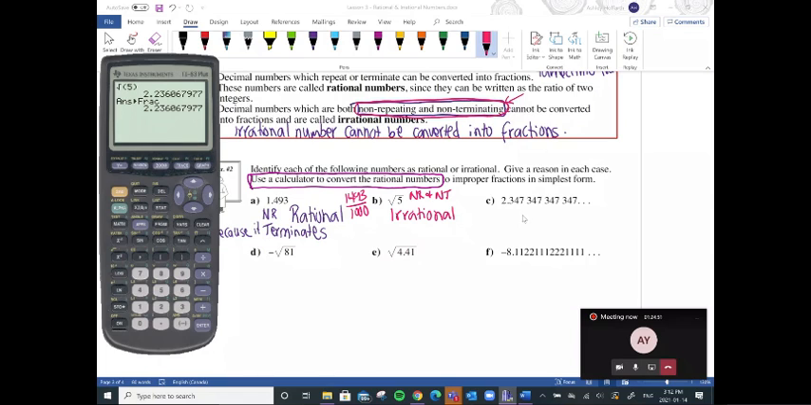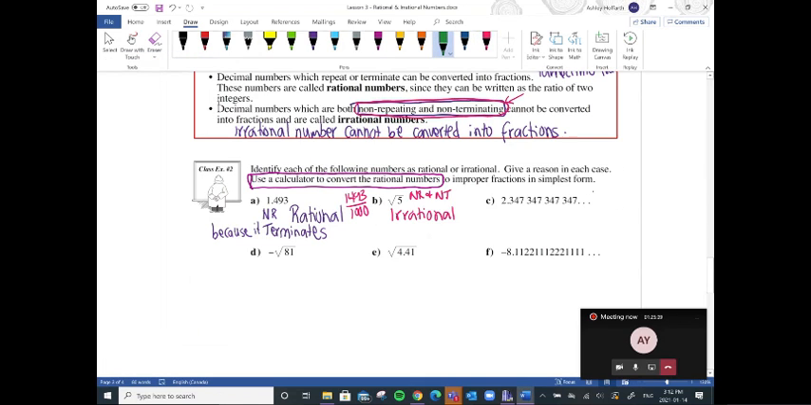Okay. Now this next one, 2.347347347347, dot, dot, dot. The dot, dot, dot means non-terminating. However, it goes 347, 347, 347, 347, so it's repeating. So this is repeating and non-terminating. Okay, so that would be rational, because to be irrational, it would have to be non-repeating and non-terminating. So this is rational.